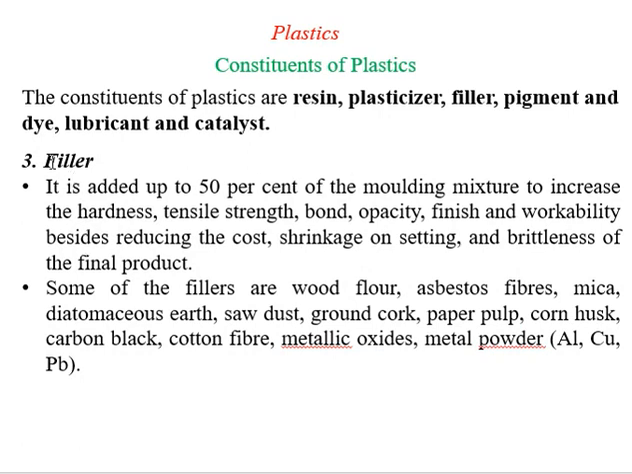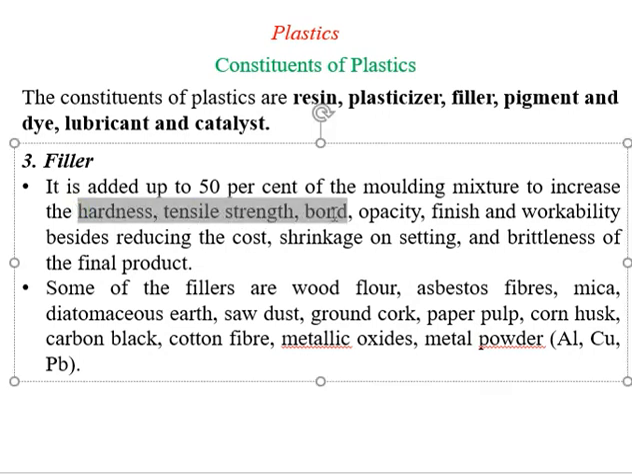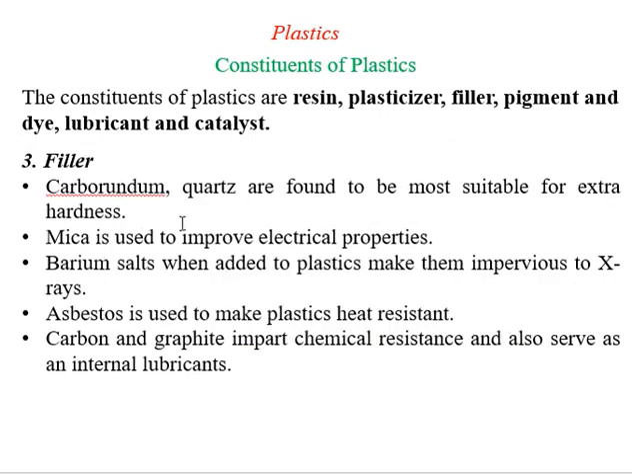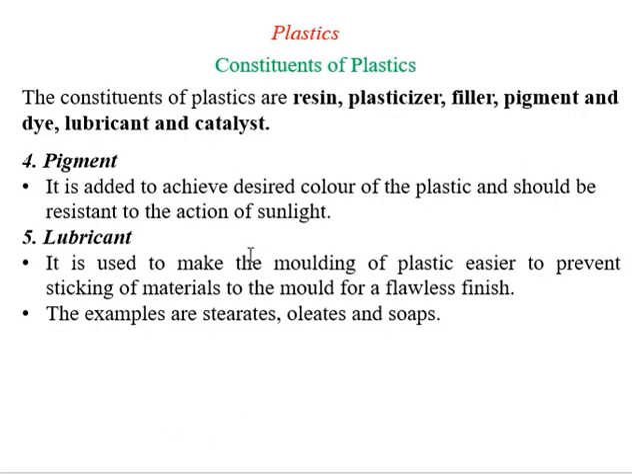Next is the filler material. These filler materials are added into the plastic up to 50% of the molding mixture, and they give the properties of hardness, tensile strength and bond to the plastic. Some of the commonly used filler materials are wood flour, asbestos, fibers, mica, sawdust. Next, quartz is also used as a filler material, along with mica, barium and asbestos. These are some of the commonly used filler materials in the manufacturing of plastic.